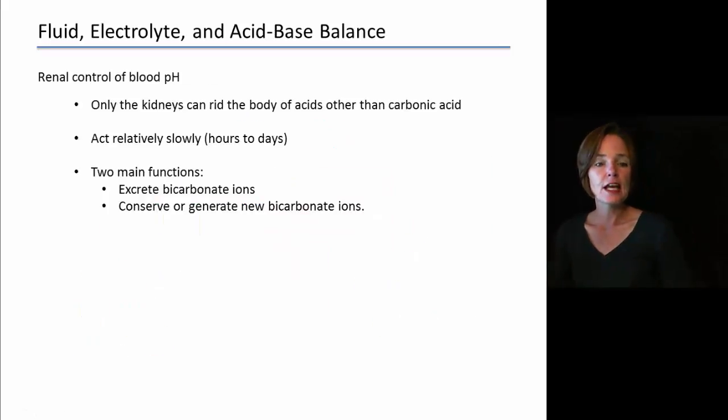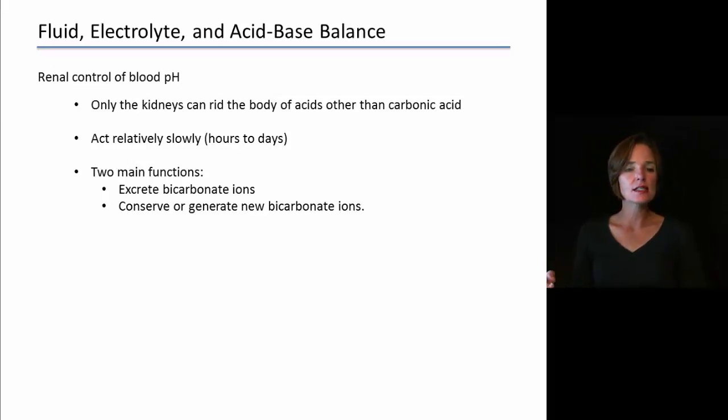The renal control of blood pH, so the specific function of the kidneys, is that they are able to rid the body of acids besides just carbonic acid. They do act relatively slowly, so when we're talking about their function, usually we're looking on the scale of hours to days, and they have two main functions. They can collect new bicarbonate ions, they can hold on to them, conserve them, and then they can also excrete them so they can rid them from the body. So they really do play a role in regulating how much bicarbonate we actually have present in the body, and then that will help to regulate how it functions as a buffer to regulate the pH of the blood.